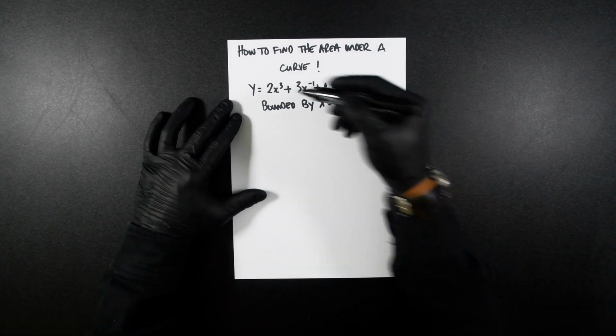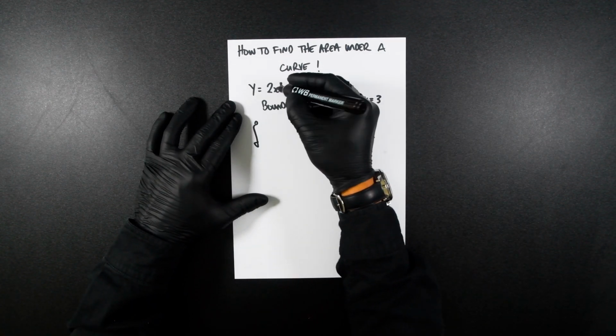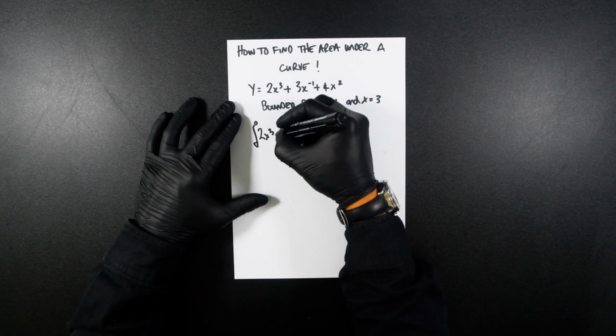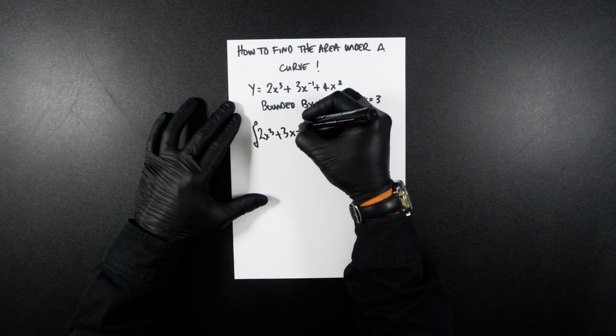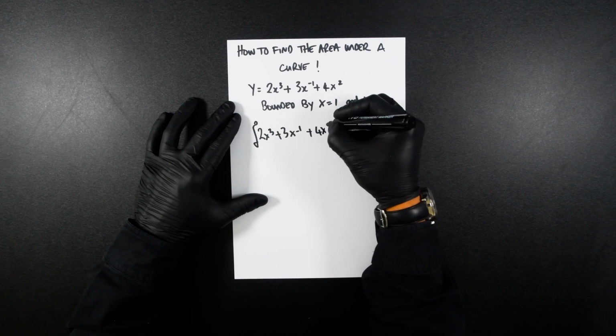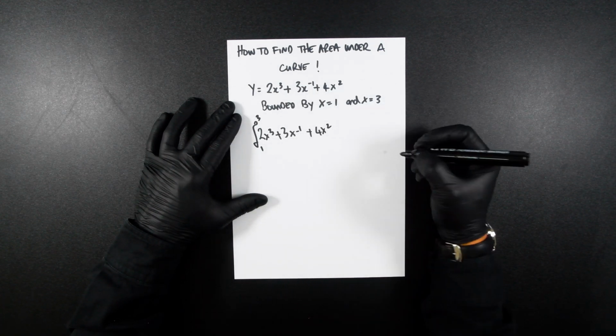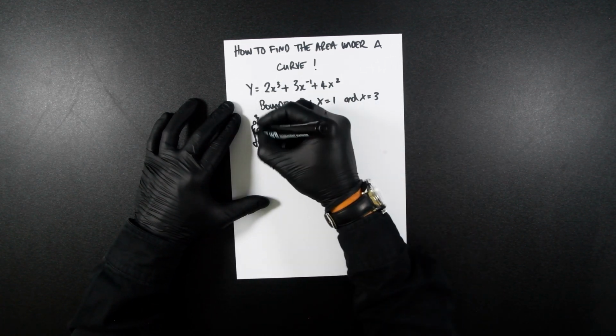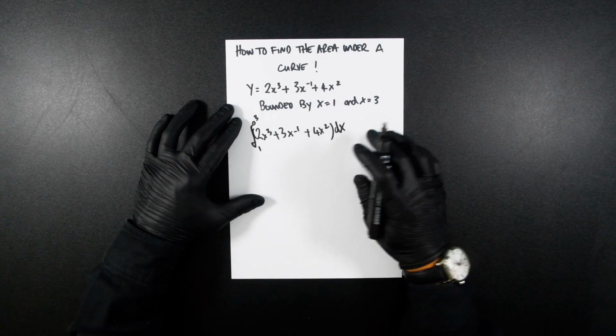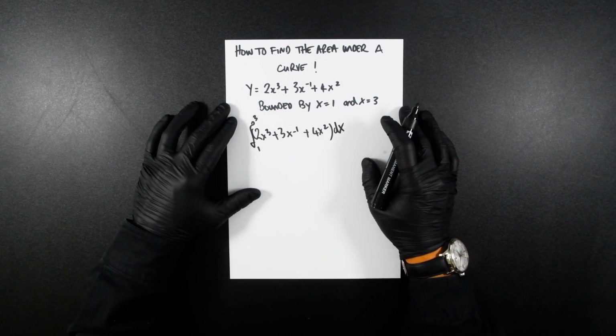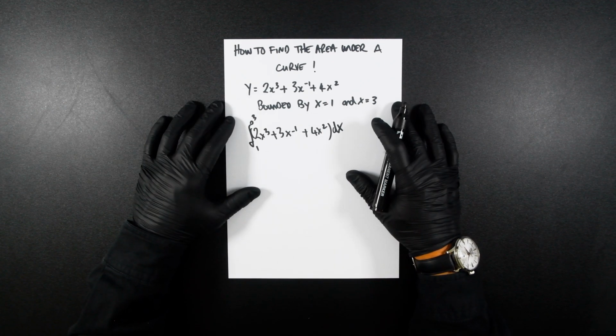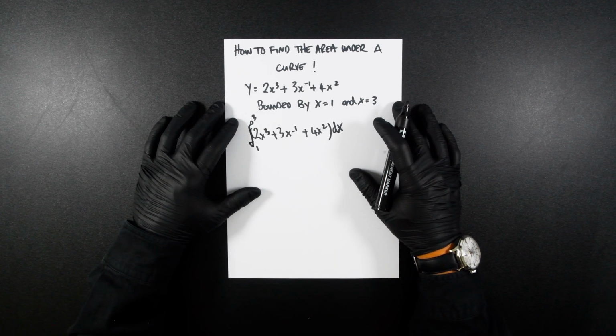So let's first integrate this. The integral of 2x cubed plus 3x minus 1 plus 4x squared, with 3 and 1 here, all with respect to dx. Proper notation is really important, especially at school level. I think when you get to university level, there's an expectation that you know how to integrate.